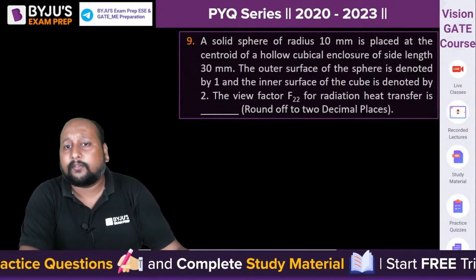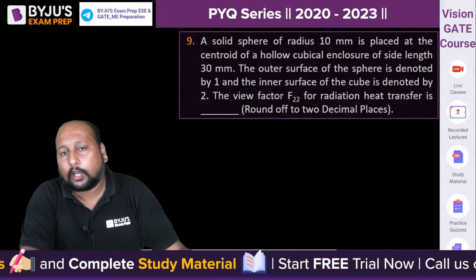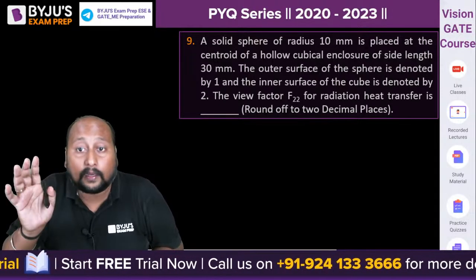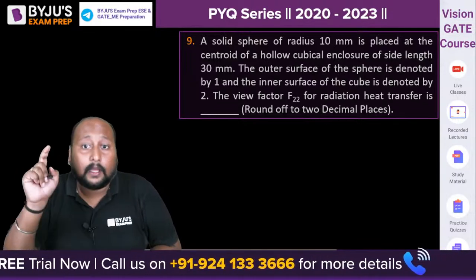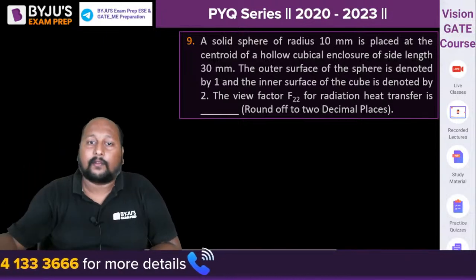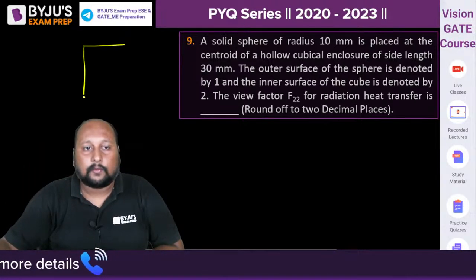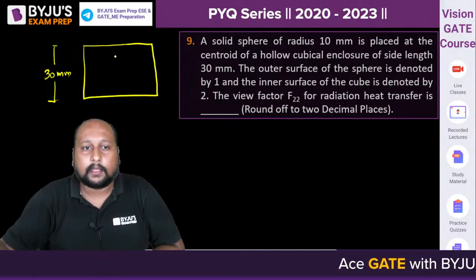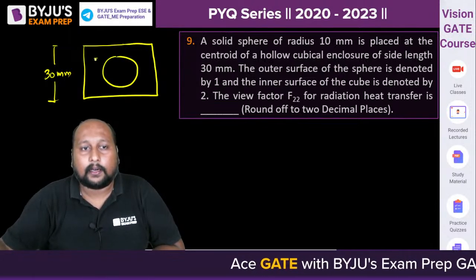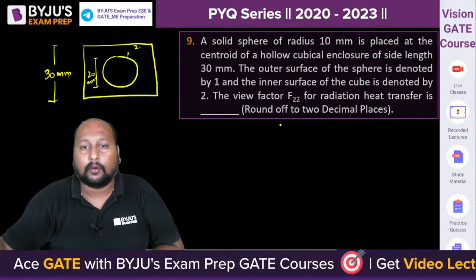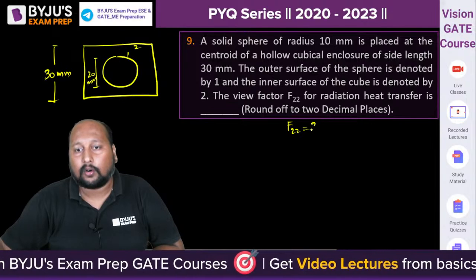Okay, this question is from the topic of shape factor. A solid sphere of radius 10 mm is placed at the centroid of a hollow cubical enclosure of side 30 mm. The outer surface of the sphere is denoted as 1. The inner surface of the cube is denoted as 2. What is the value of shape factor? So we have a cube having a dimension of 30 mm, and a solid sphere having a dia of 20 mm. This is surface 1, this is surface 2. They're asking you what is the value of F22, rounded off to 2 decimals.